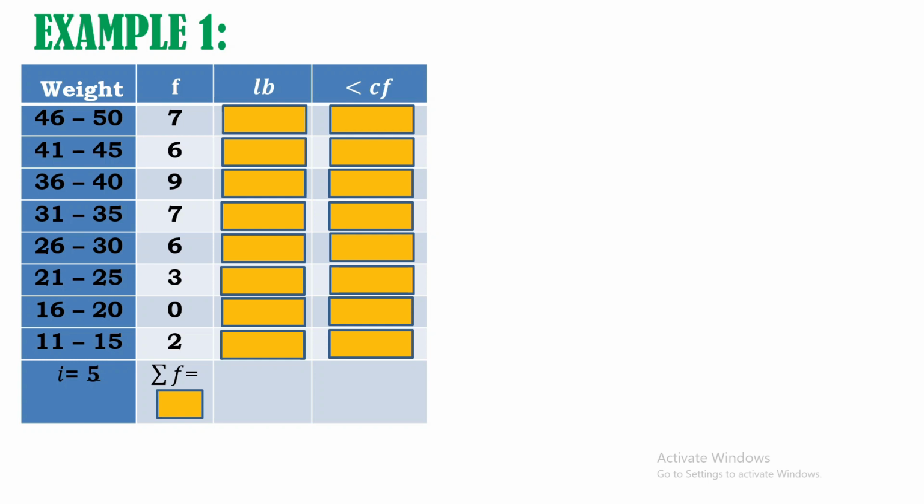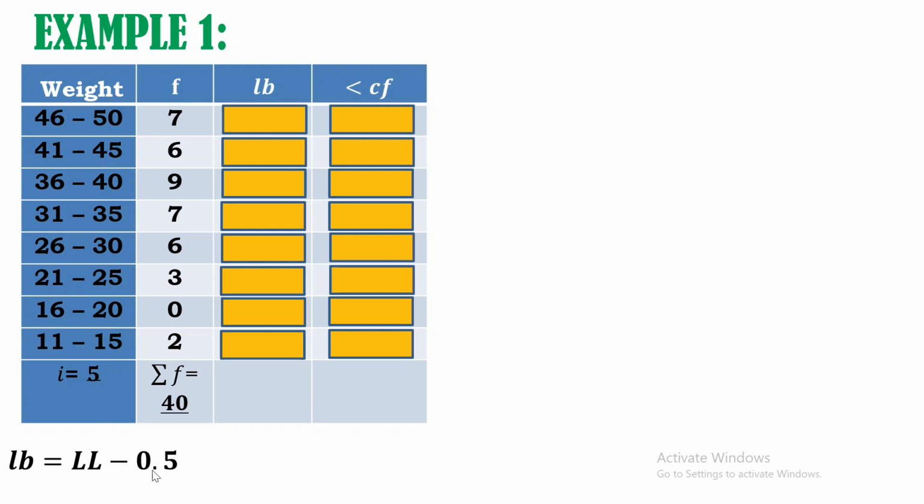Now, for the total frequency or the summation of f, we simply have to add all the values under the frequency column. So that's 7 plus 6 plus 9 plus 7 plus 6 plus 3 plus 0 plus 2, and that gives us 40.